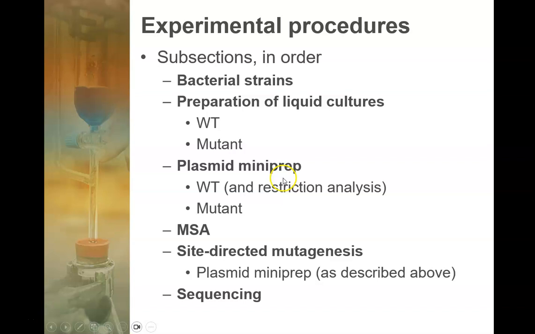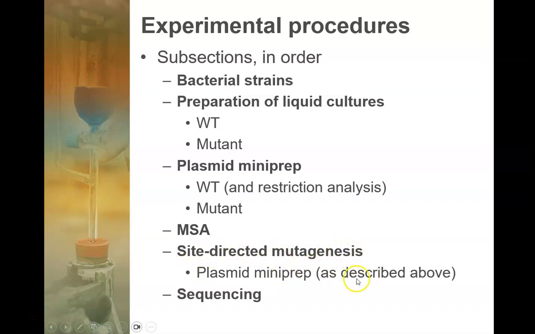Same thing with the plasmid mini prep. Because you or I did a plasmid mini prep for the wild type, and then you did the plasmid mini prep for the mutant. But again, when you describe it, it should be something that applies to both. So basically what we're doing is you have bacteria, you prepare a liquid culture, you prepare a mini prep, and now you have this wild type plasmid, and what you want to do is a mutation. But first you'll do the multiple sequence alignment, so you should describe that. And then since that's informed the mutant that you want to make, you're going to describe the site-directed mutagenesis.